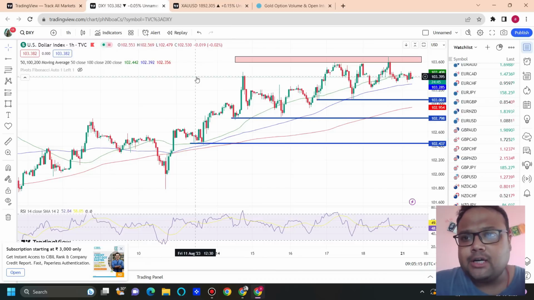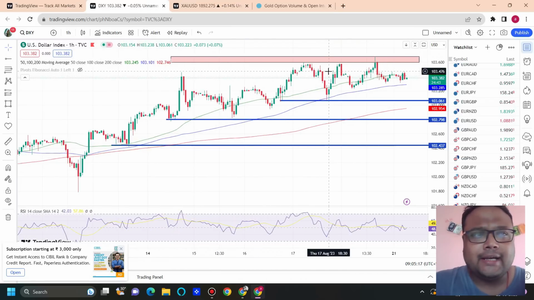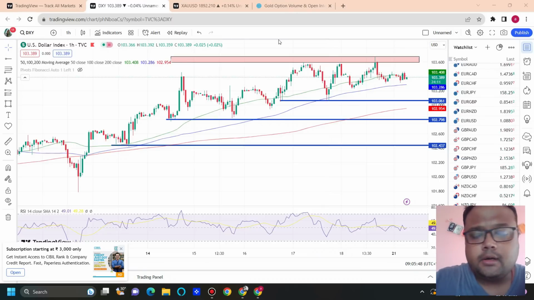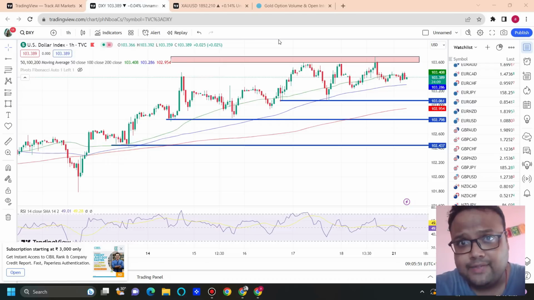If you look at the chart of dollar index here, the dollar index has opened on a lower note, and the range of dollar index is still the same. If you have already watched the video I uploaded on Saturday, the levels are still the same here, not much changes. We are not going to talk about any new levels because the levels we discussed on Saturday are still very much valid.